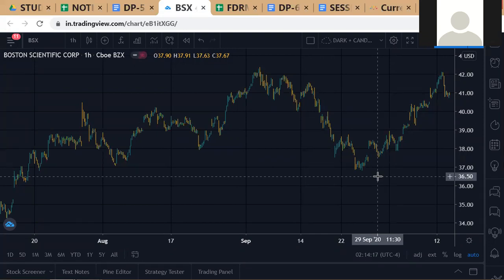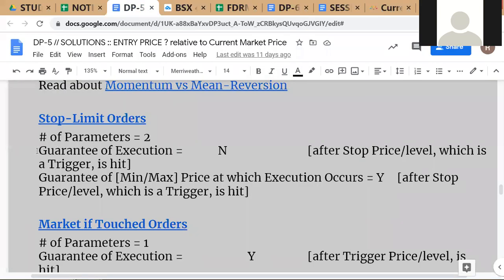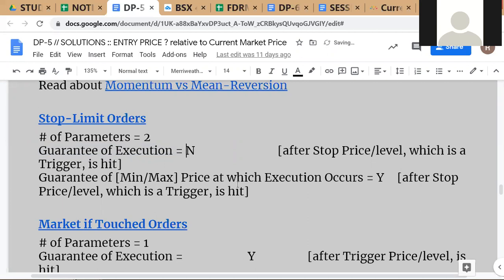What is the cost? This is the pro, and what is the con? The con is that there is no guarantee of execution. Okay, this is the problem. We can move this a little bit here.